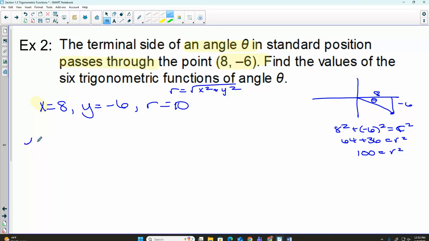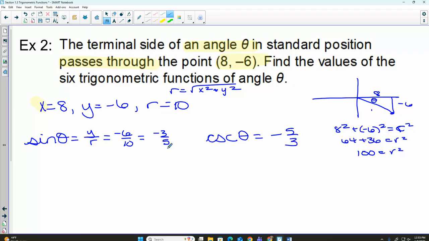So then if I ask for sine, I might remember sine as y over r. If you prefer a triangle, think sine is opposite over hypotenuse, so -6 over 10. I did tell you I want that in lowest terms though, so how can you reduce that? So then cosecant is CSC, that's the reciprocal of sine. So what's my cosecant? You can just take that final answer and do the reciprocal.